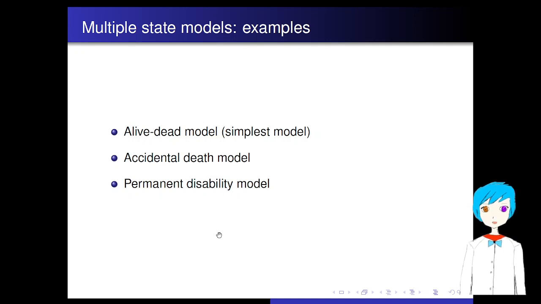We also have the permanent disability model. So alive is state 0, disability is state 1, and death is state 2. If the insured life becomes permanently disabled, the first sum of money will be paid. If the insured life goes to death, then the second sum of money will be paid.